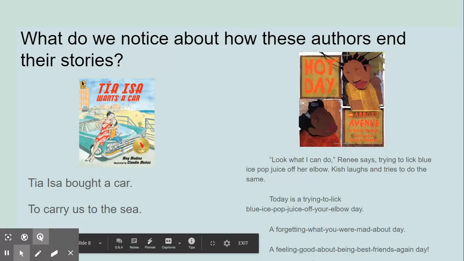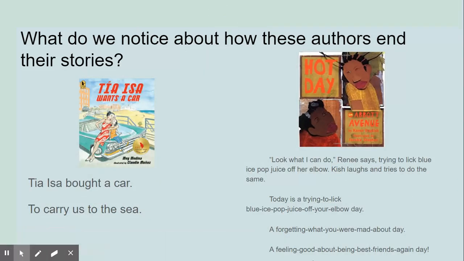All right, so we're going to look at two more, and then we're going to get to writing. What do we notice about how these authors end their stories? So, Tia Issa Wants a Car by Meg Medina. Tia Issa bought a car to carry us to the sea. Two short sentences. Why did she do this? Why did she end her story this way?